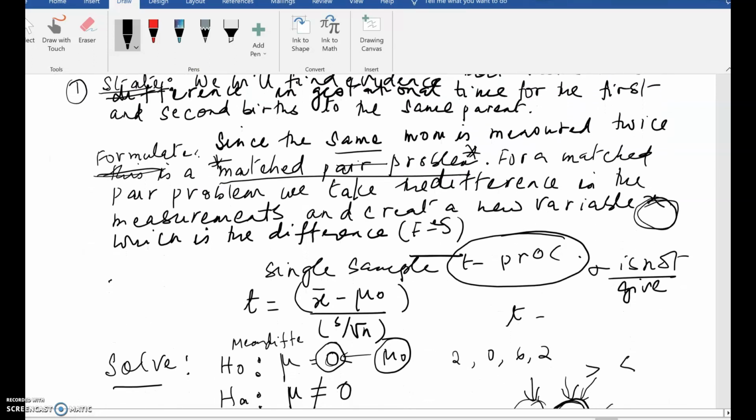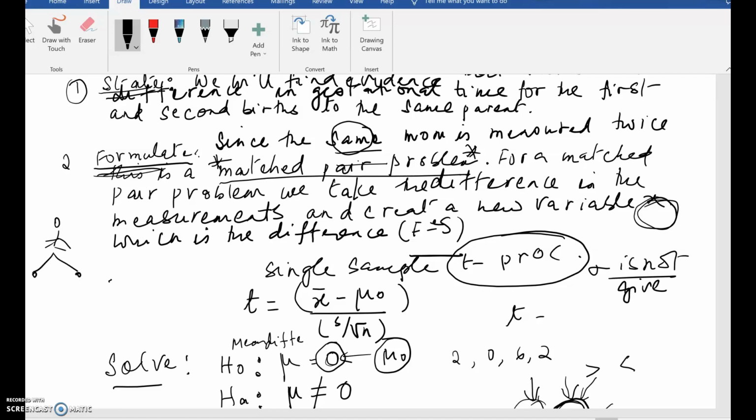Next is formulate. That's your second step. Formulate is explaining which procedure we're going to use. And here is where you have to mention that it's a matched pair problem, and of course your rationale behind that sort of an observation. So since the same mom, it's the same person that is giving us the two numbers, the first gestational time and the second gestational time, this becomes a matched pair problem. Since the same mom is measured twice, this is a matched pair problem.